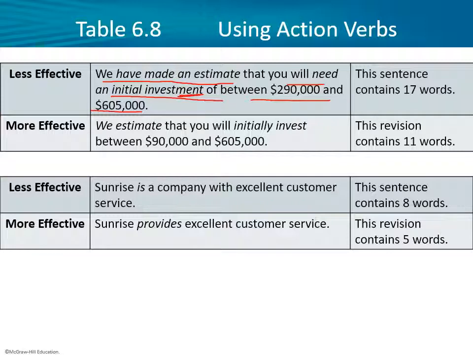And so instead of saying we have made an estimate, we just say we estimate. Instead of saying you will need an initial investment, we just change that to you will initially invest. So invest instead of investment, you get the idea. Sunrise is a company with excellent customer service. We just change that "is a company with" to "provides."